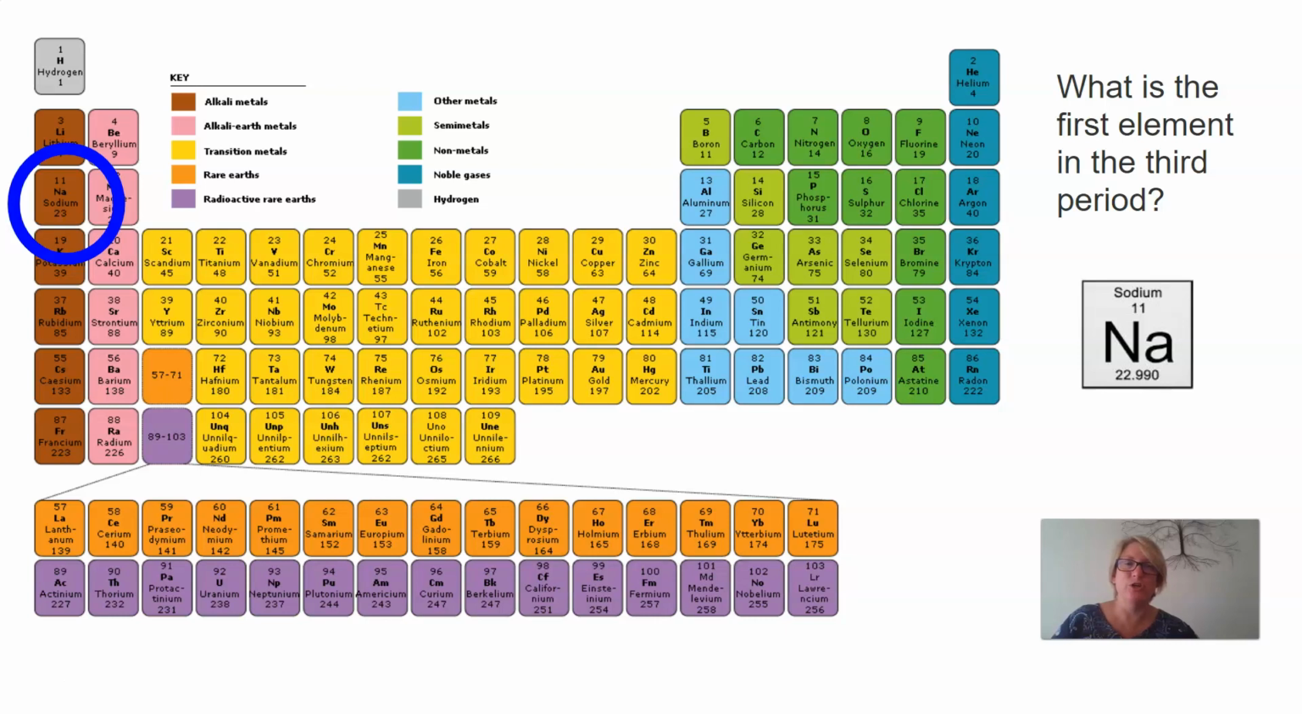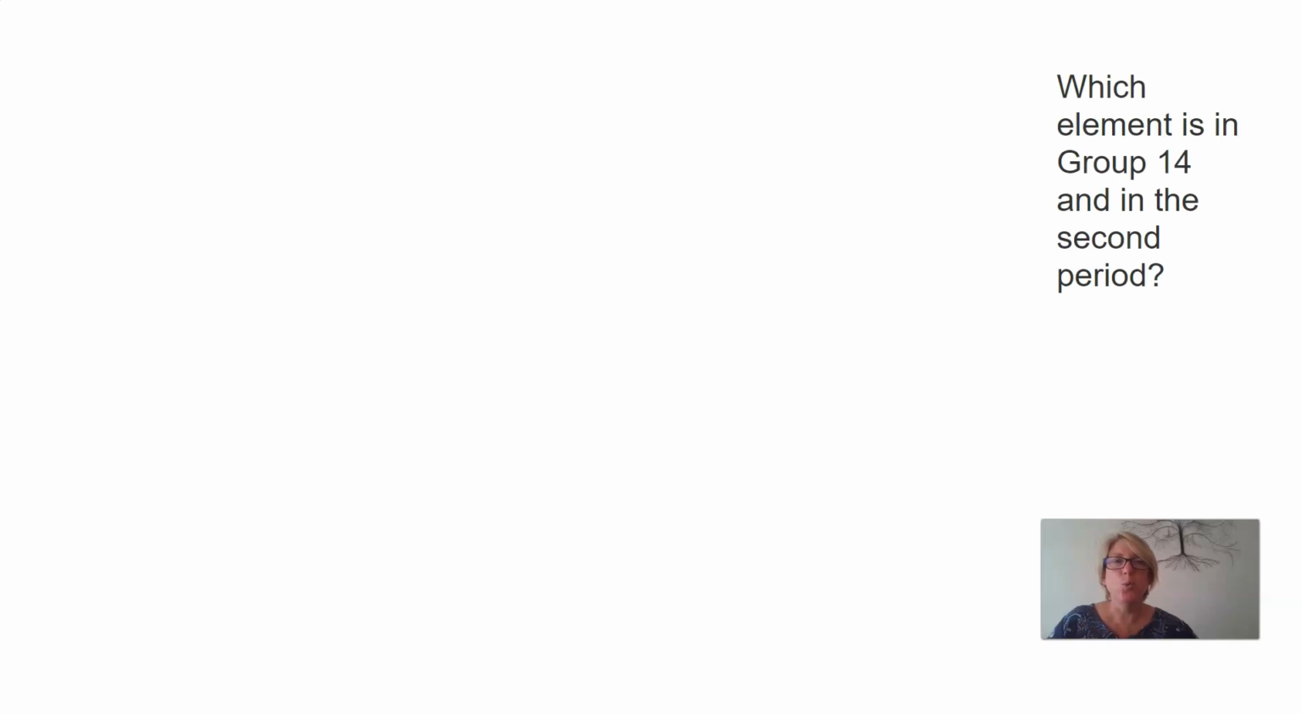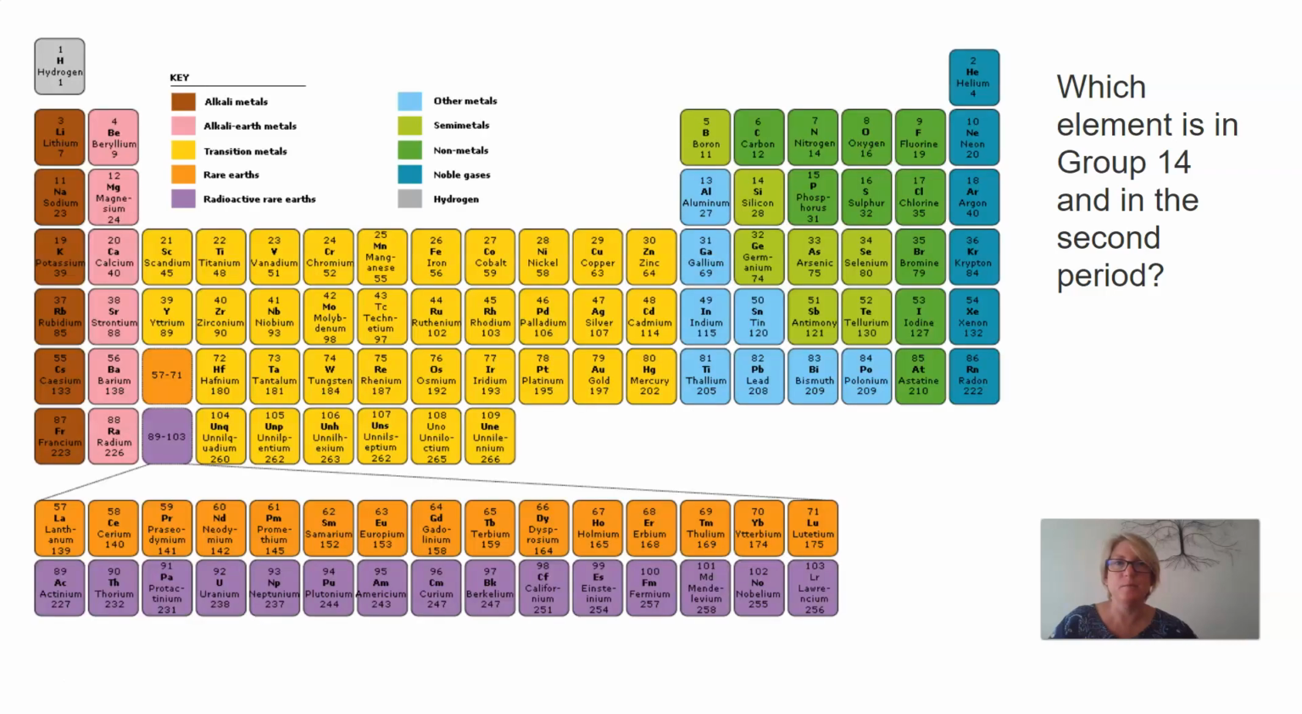And one more, just to confirm your understanding. Which element is in group 14 and in the second period? So we know that this is 18. So 18, 17, 16, 15, 14. And this is going to be period 1, period 2. Yes, well done.